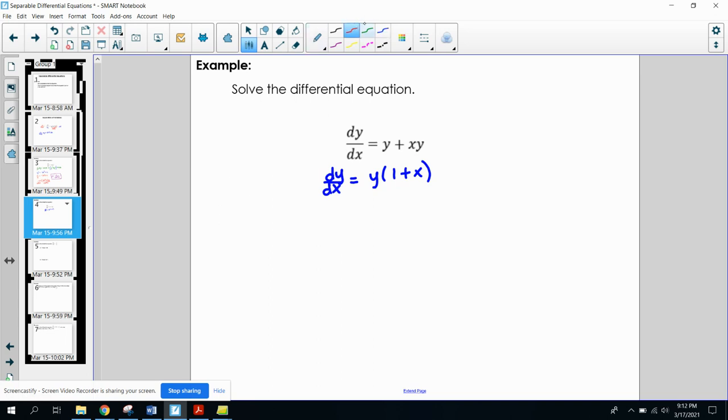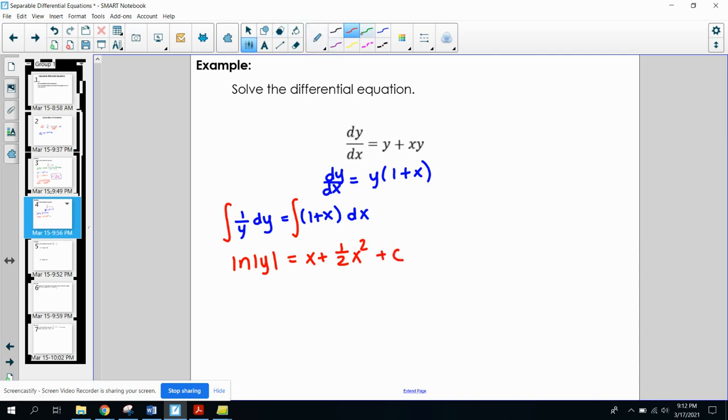So I would get 1 over y dy, and that's equal to 1 plus x dx. From here, I'm going to take the integral of both sides. When I take the integral of 1 over y, that's going to be ln, absolute value of y. And then the integral of 1 plus x is going to be x plus 1 half x squared. And then again, I'm going to do plus c because it's an indefinite integral.